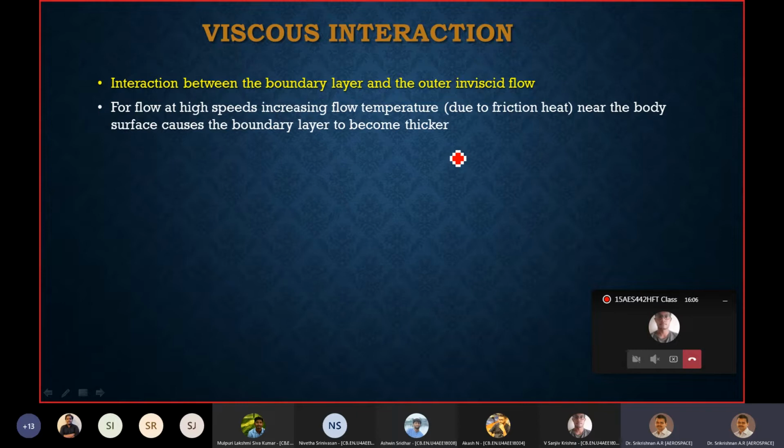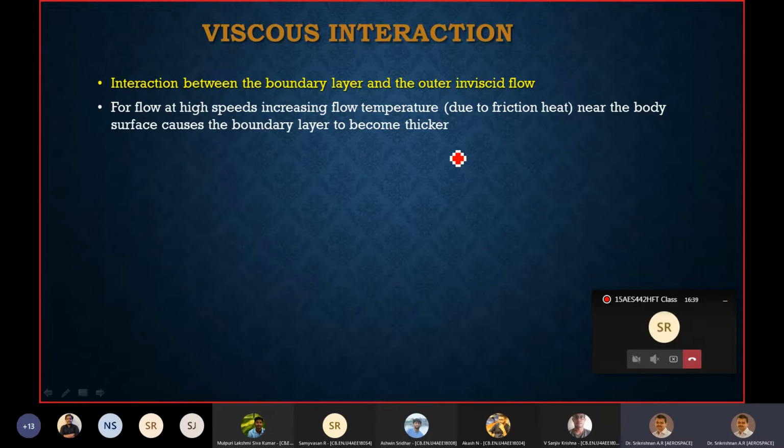So because of the increase in temperature now, what happens to the viscosity of gases when temperature increases? Anybody, please? When you have a gas, when you heat it, what happens to the viscosity of it? Increases. Viscosity increases. For gases, viscosity increases. For liquids, viscosity reduces with increase in temperature.